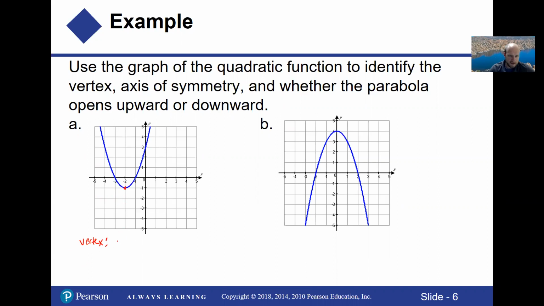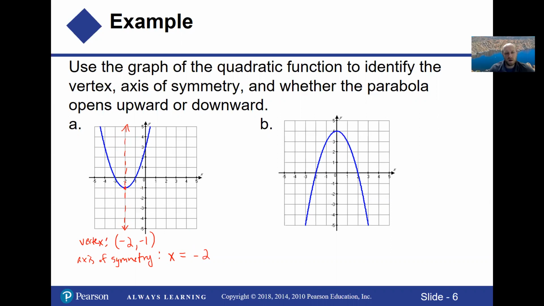But the vertex there is going to be at the point, well, what is it? It's -2, -1. And then the axis of symmetry, and maybe you noticed this before, is always going to be x equals something. I'll draw our axis of symmetry again. Generally, we draw it with a dotted line. But it's always going to be the x point of our vertex. So it's going to be x equals -2.